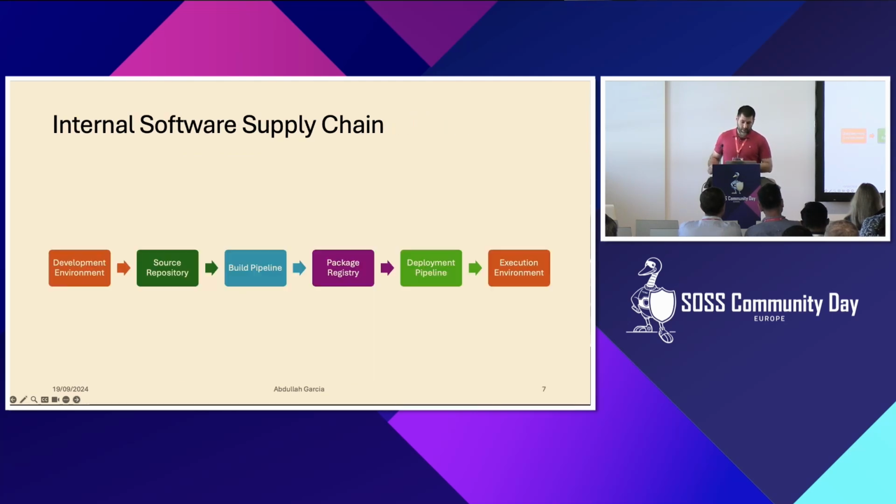So when we speak about the internal software supply chain, we typically speak about a development environment that then pushes code into a source repository, kicks off a build pipeline, might or might not put the software into a package registry, picks it up from there, and then deploys it through the deployment pipeline into an execution environment. Just to be clear, I'm calling it execution environment on purpose because it doesn't really matter if it's production, UAT, development, it's the same thing at the end of the day, right?